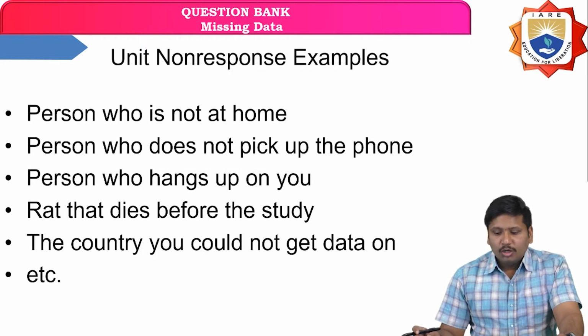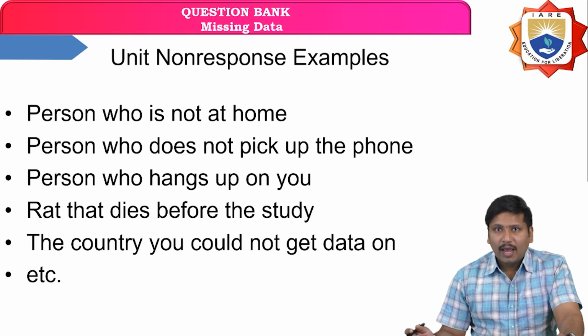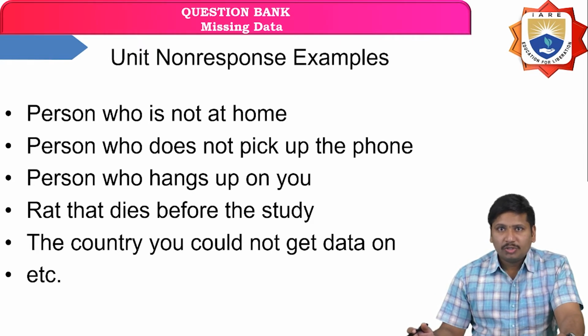Some of the unit non-response examples are the person who is not at home, the person who does not pick up the phone, the person who hangs up on you, a rat that dies before the study, and a country you could not get into. So these are some of the examples of unit non-response in missing data.